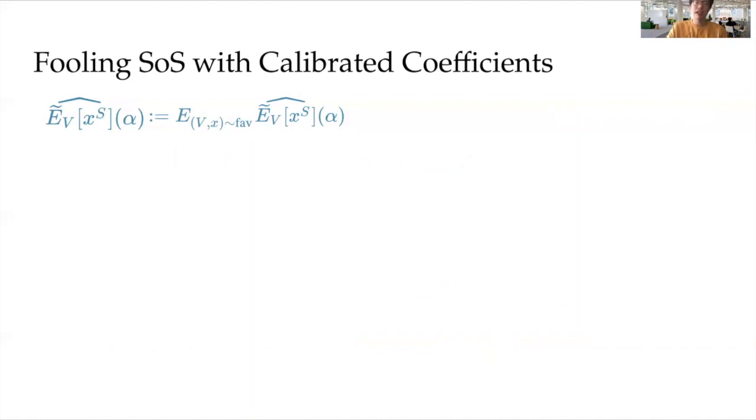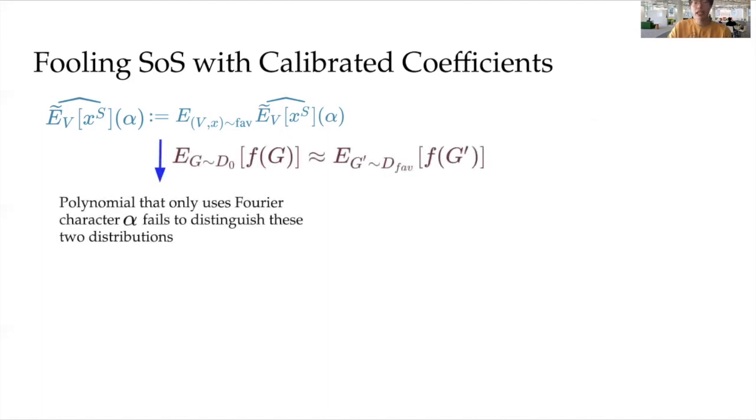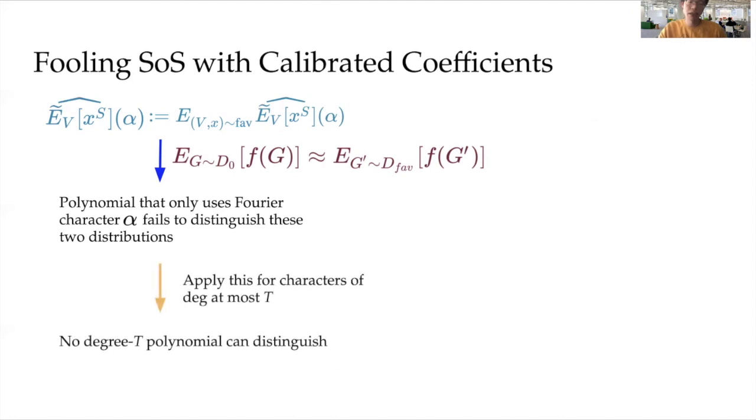Let's fix a character alpha again and set the Fourier coefficient to be identical to the Fourier coefficient under our favorite distribution. This says that for any polynomial f that only uses Fourier character alpha, the expectation looks alike under these two distributions. So this tells us that any polynomial f that only uses Fourier character alpha cannot distinguish these two distributions. Therefore, if we apply this for all characters of degree at most t, we can also say that no degree t polynomial can distinguish these two distributions. Okay, now what do we do next?